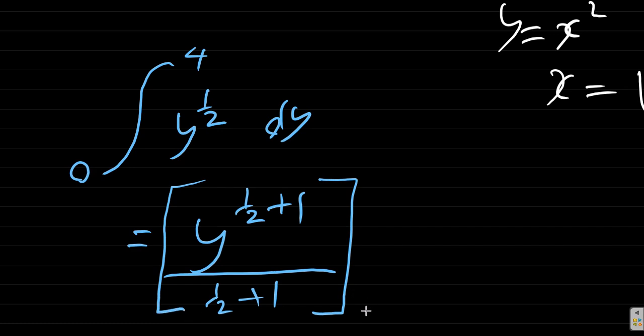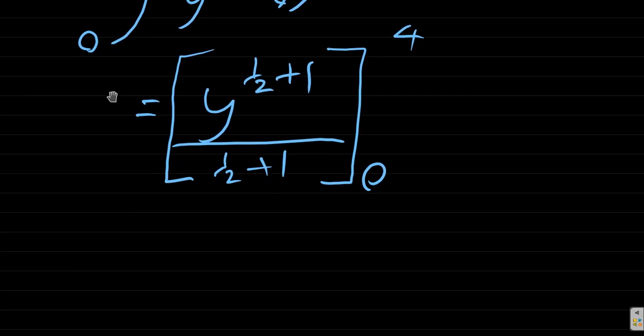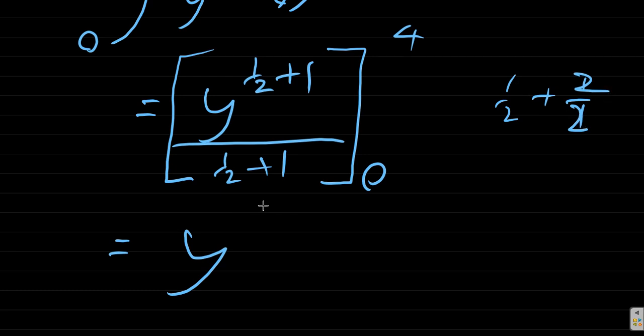Square brackets around it from 0 to 4. Now, this is equal to y to the, what is half plus 1? Half plus 1 over 1. We use our knowledge of fractions now. If you multiply both top and bottom by 2, we get 1 half plus 2 halves, which is 3 halves. So it's y to the 3 over 2, divided by 3 halves.